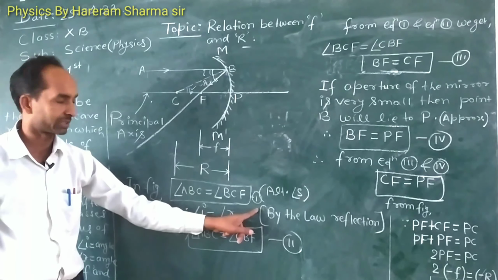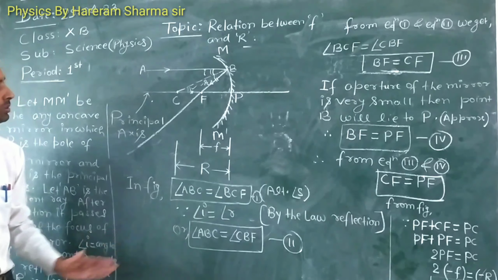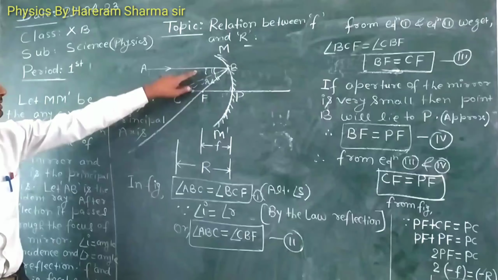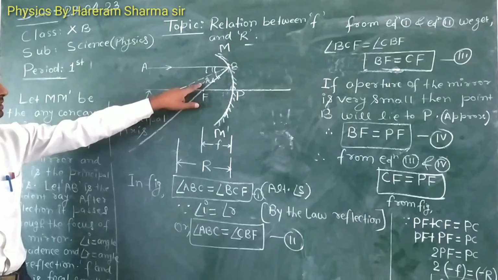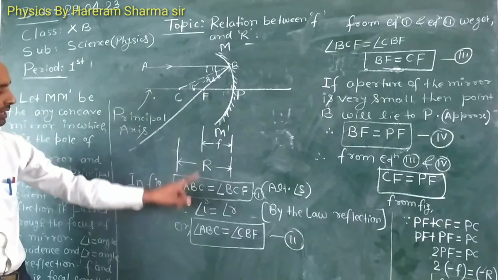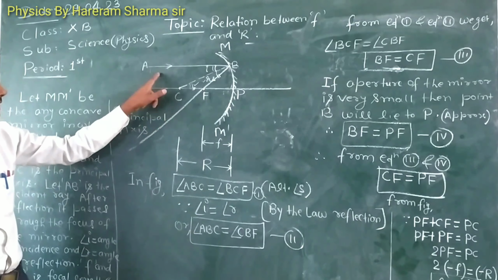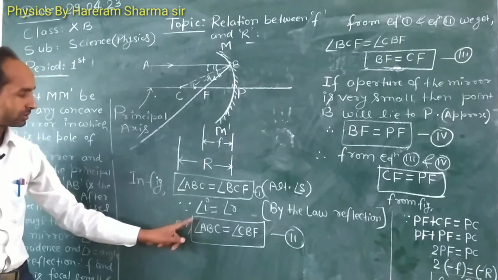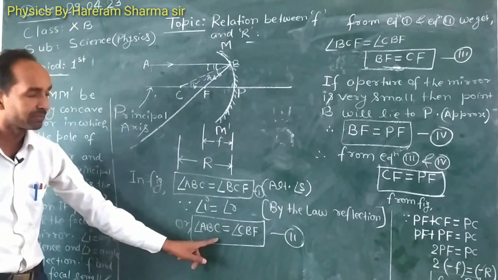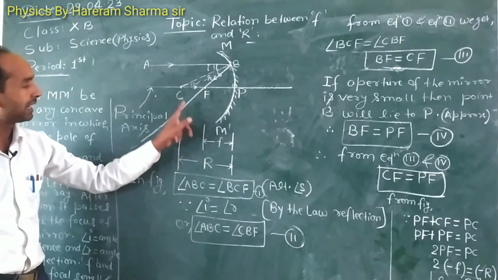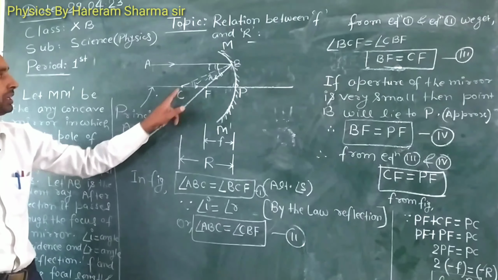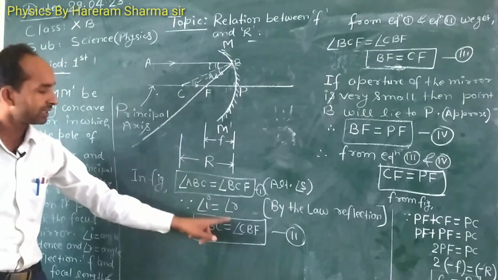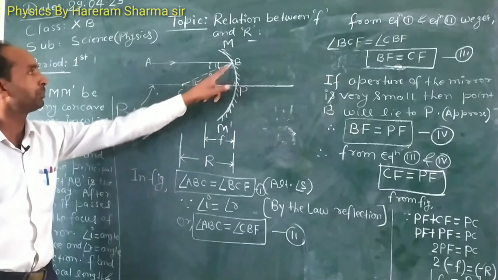This is equation first. And also, by the law of reflection, we know that the angle of incidence is equal to the angle of reflection. So angle I equals angle R. Angle I can also be written as ABC, and angle R can be written as CBF or FBC. So we have written here angle ABC equals angle CBF.